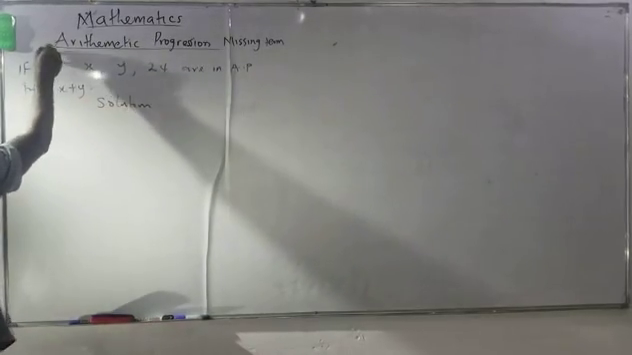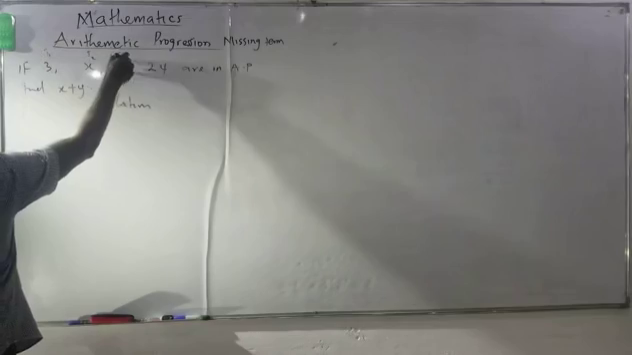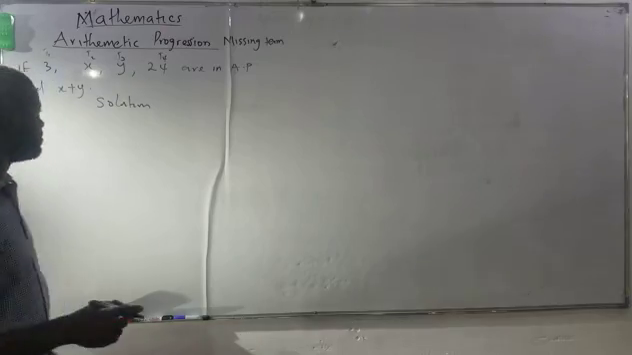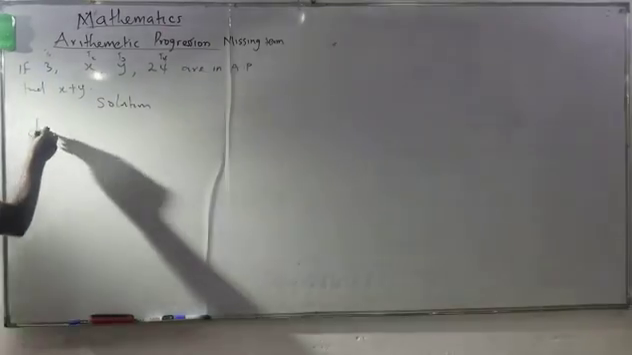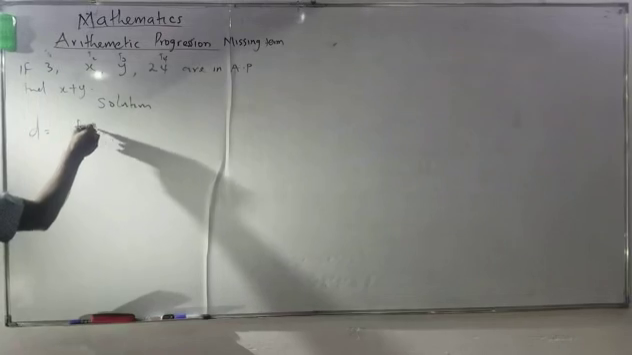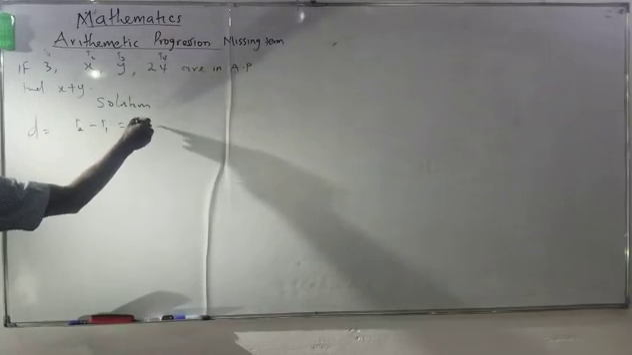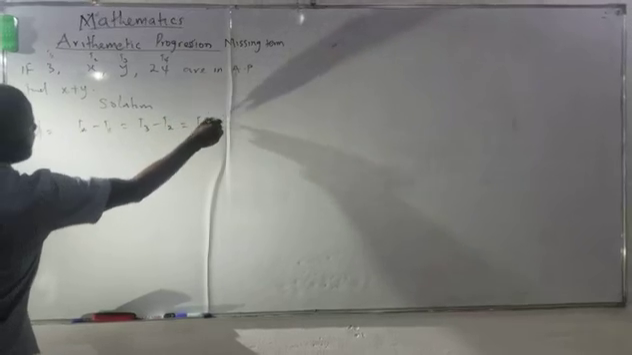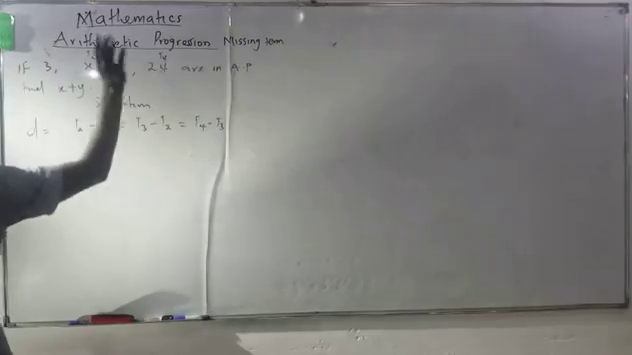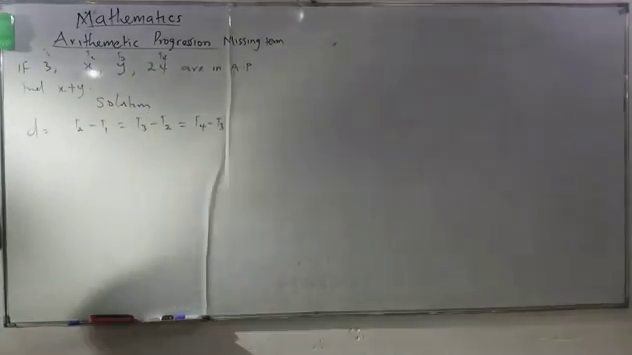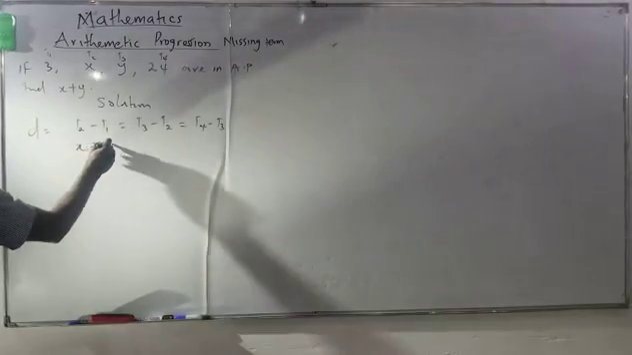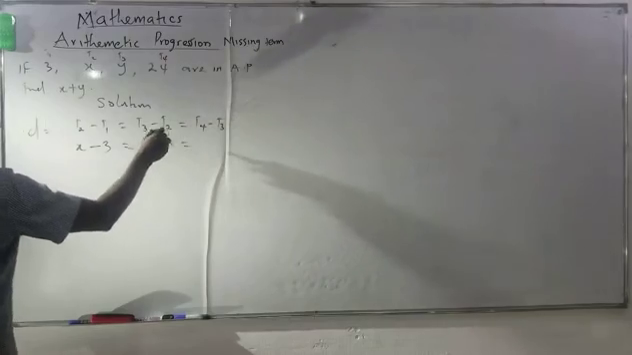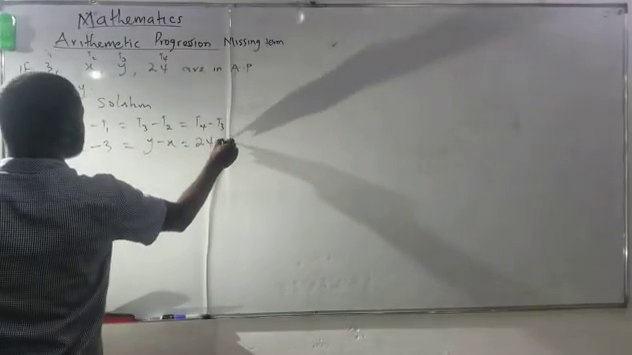Mind you, T1, T2, T3, T4 is very important: first term, second term, third term. Now, my d will be equal to T2 minus T1 equals T3 minus T2 equals T4 minus T3, and so on. Okay, stop there. Now, what I will do here is x minus 3 equals y minus x equals 24 minus y.